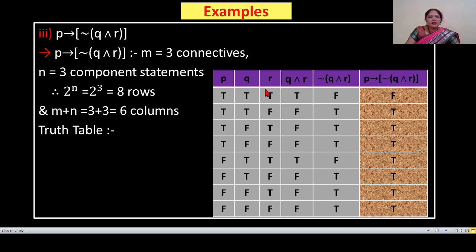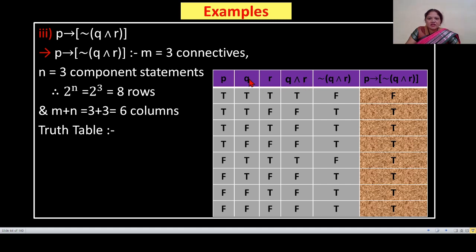P, Q, R are 3 main statements. First possibility, all these statements are true. Next, first and second statements are true, third is false. In this way, last possibility is all these statements are false. Q and R, that means Q conjunction R. The conjunction is true if both statements are true, otherwise conjunction is false.